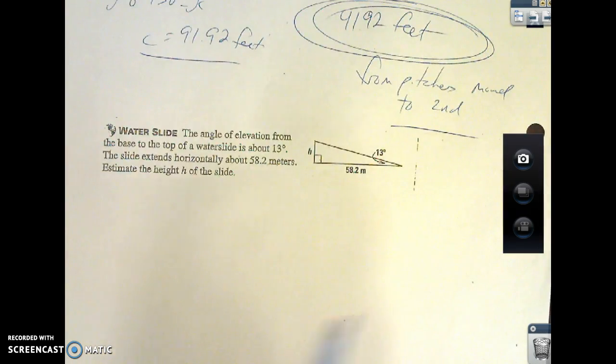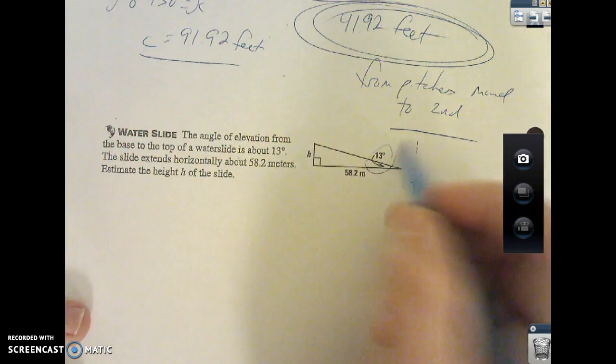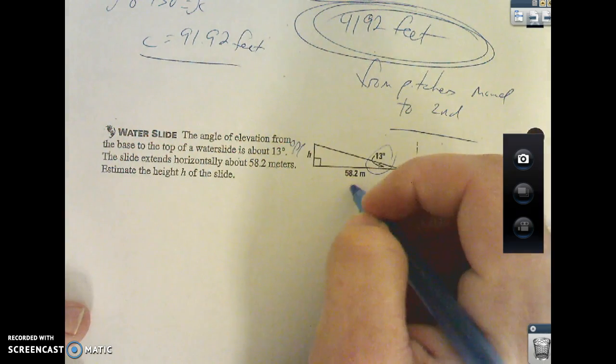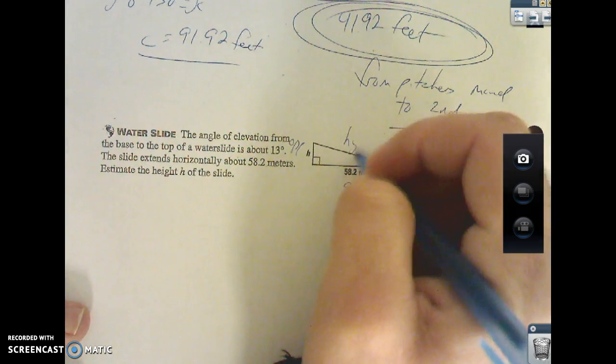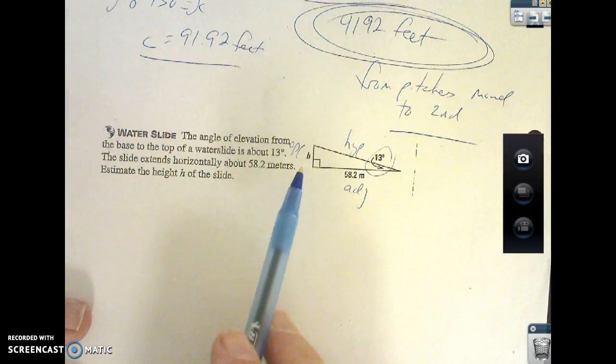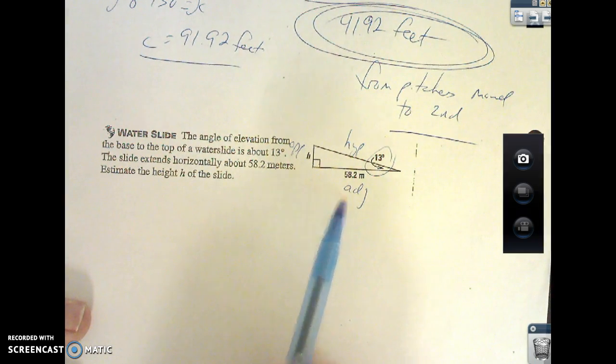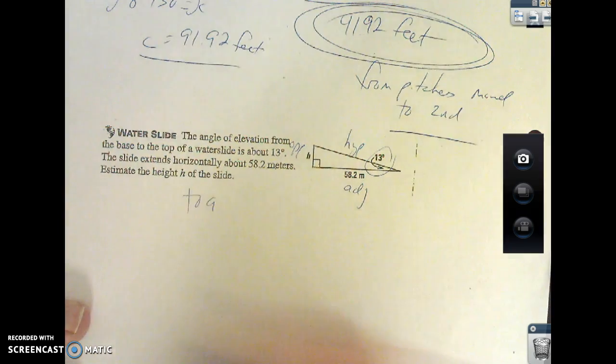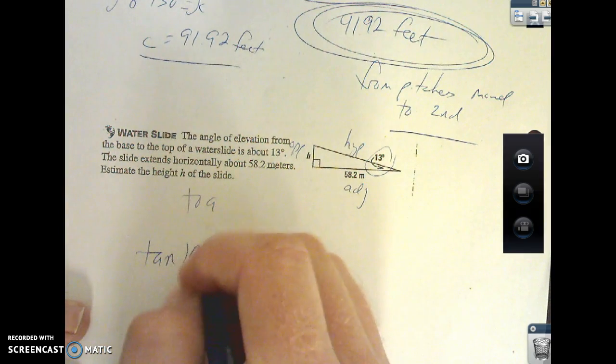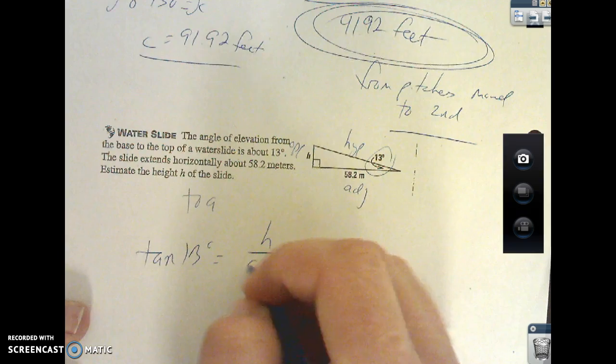You get the idea. Alright, water slide, last one. The angle of elevation from the base to the top of the water slide is about 13 degrees. The slide extends horizontally about 58.2 meters. Estimate the height h of the slide. Okay, here's my angle. This is opposite. This is adjacent because this is hypotenuse. What trig ratio uses O and A? TOA. So tangent of 13 degrees equals h over 58.2.